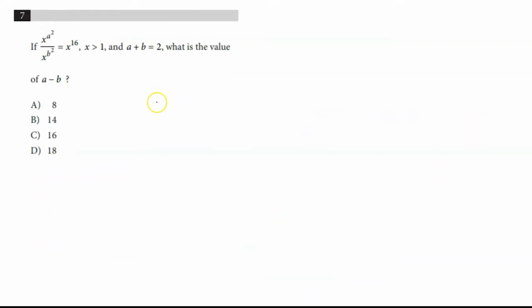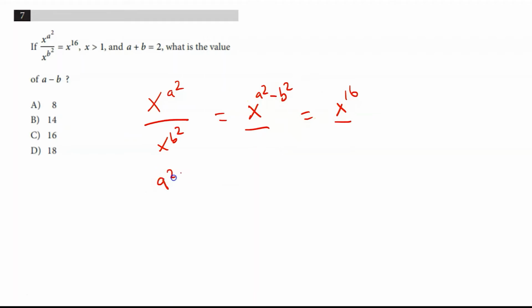Okay, a little bit of exponents here. We can rewrite x to the a squared over x to the b squared. Using our properties of exponents, this can also be written as x to the a squared minus b squared, which equals x to the 16th. Because these have the same base, we can set their exponents equal to each other. So thus, we know that a squared minus b squared equals 16.